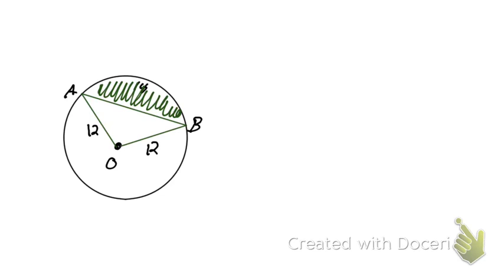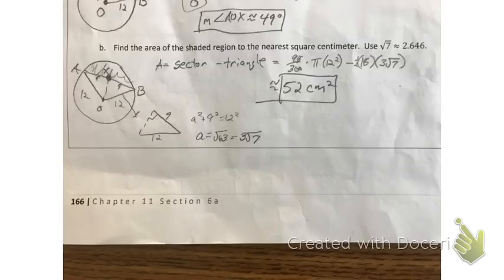So let's look at this real quick. It's going to be area of sector minus triangle. Well, the sector angle is 98, do we agree? Okay, 98 divided by 360 times pi times 12 squared. So that's our sector. Now we need to subtract out our triangle.